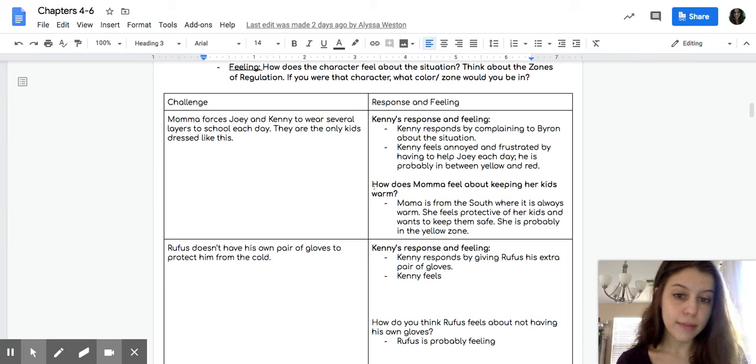And to practice empathy even further, there's a second question here for this challenge. How does Mama feel about keeping her kids warm? So can we develop empathy for Mama by thinking about this question? Well, Mama is from the South where it's always warm, and she feels really protective of her kids and wants to keep them safe. So maybe she's feeling like she's in the yellow zone. She's a little anxious. She wants to make sure they're okay. And so that's why she makes them wear those layers to school every day.